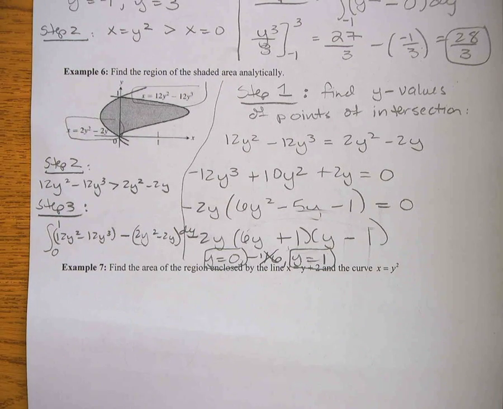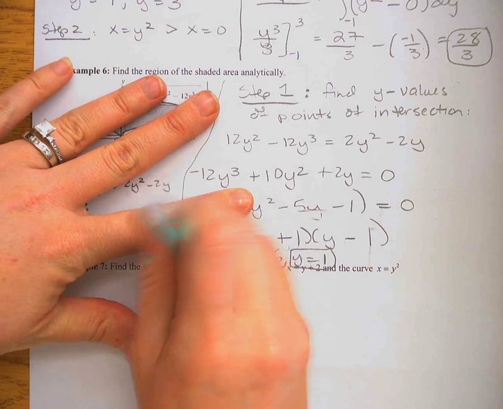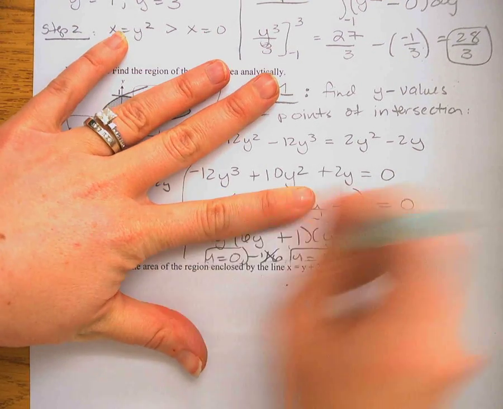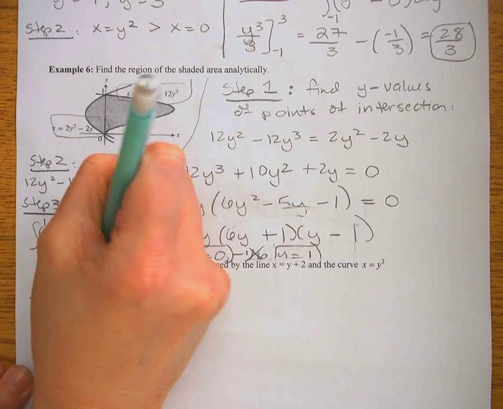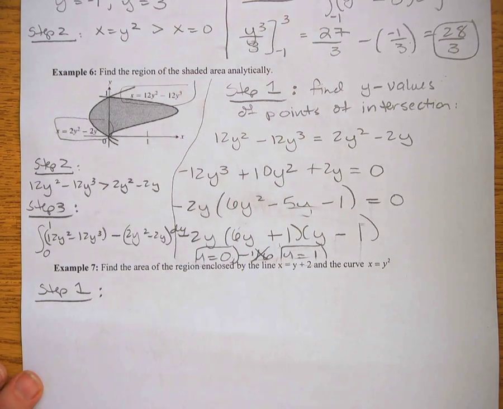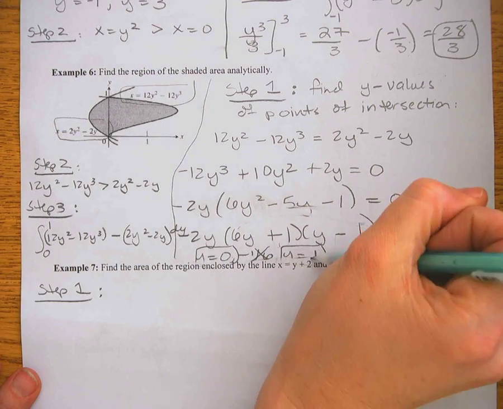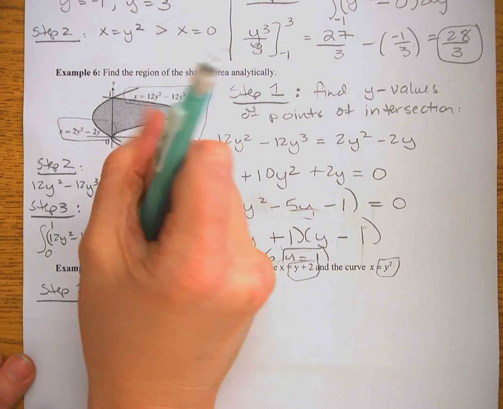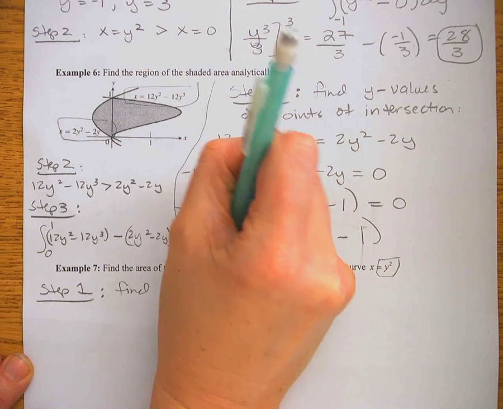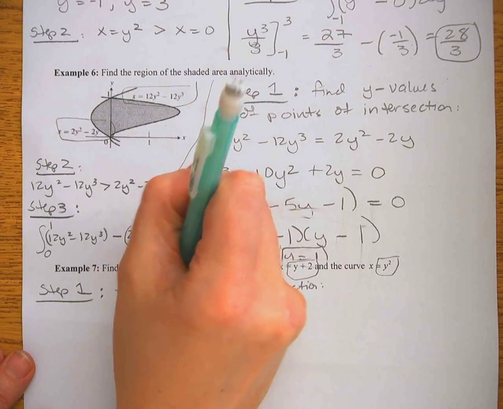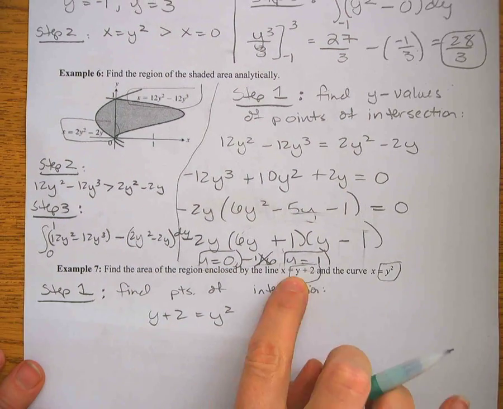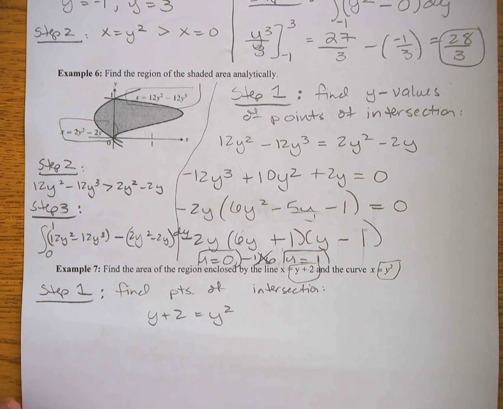Okay, so our last but not least example is example 7, where they didn't give us a graph, so it might help us to sketch the graph. But you know what, let's see if we can do it without. If we can't, we'll sketch it. So step 1 would be to find points of intersection. So I'd set these two equal to each other. So I would set y plus 2 equal to y squared, to figure out the y values that they have in common.